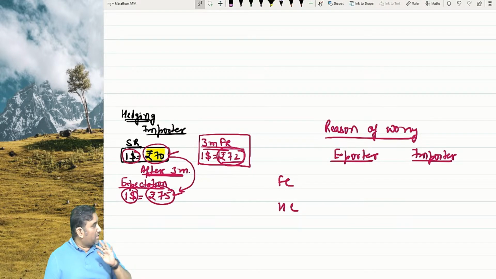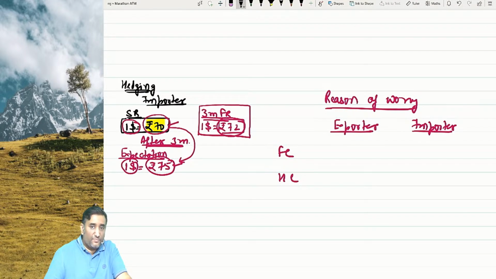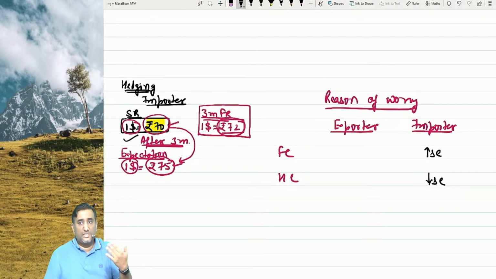$1 is 70 becoming 75. Importer was worried or not? Yes. Which currency is at a premium? Dollar, foreign currency. We say foreign currency increasing or at a premium, he would be worried. Or home currency decreasing is one and the same thing. If foreign currency is increasing, automatically home currency would be decreasing. He would be worried.